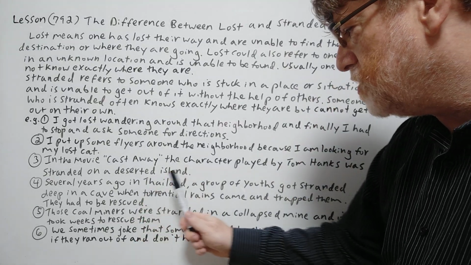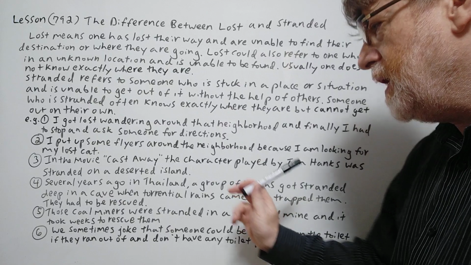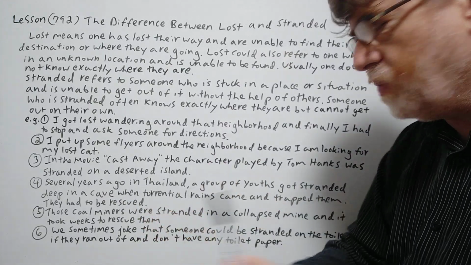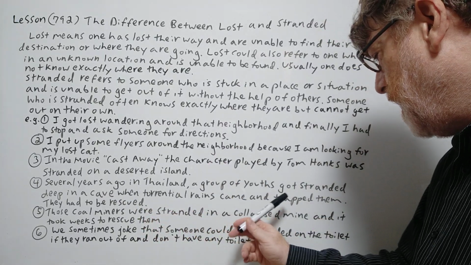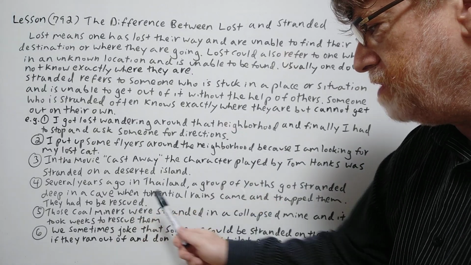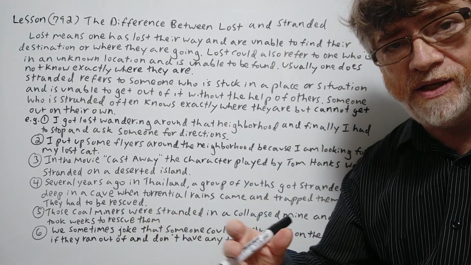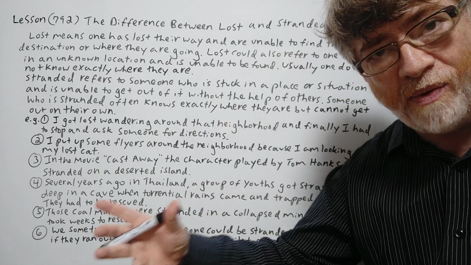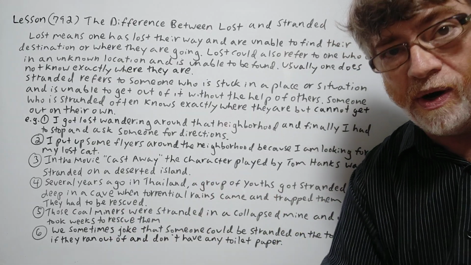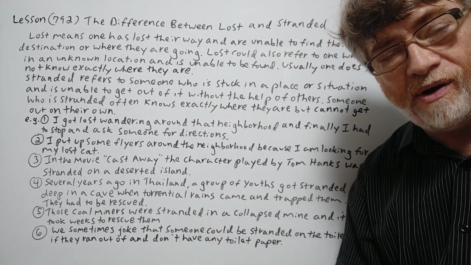Number 4, several years ago in Thailand, a group of youths got stranded deep in a cave when torrential rains came and trapped them. They had to be rescued. Now, in this case, the children knew exactly where they were, but they could not get out on their own.